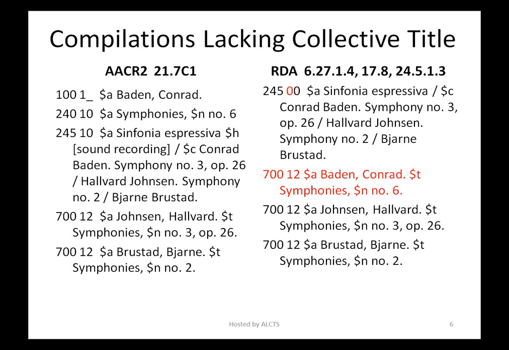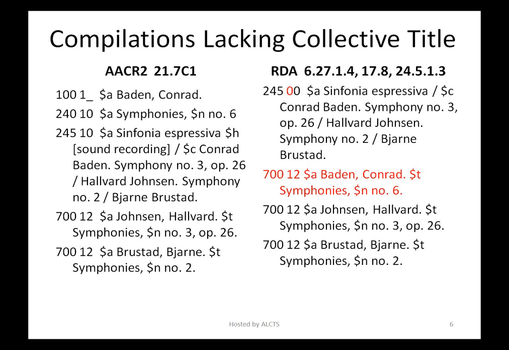There's a change in how we deal with compilations lacking a collective title. A very common example is sound recordings, where you might have 3 different works on a sound recording, and there is no collective title for that. The disc label just lists each of the 3 works. In AACR2, we would give a main entry for the first named work and a uniform title if needed, and then we would give analytical added entries for the other works.